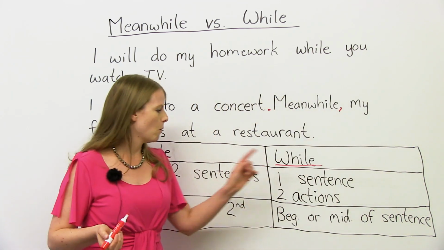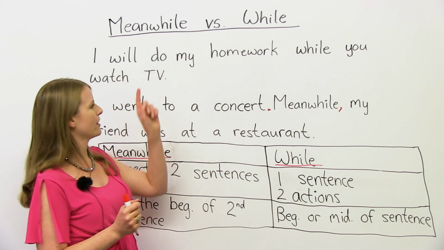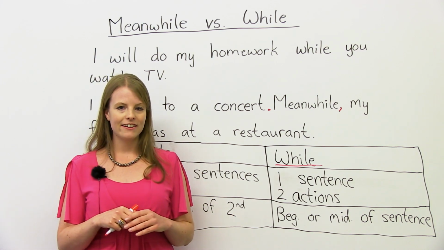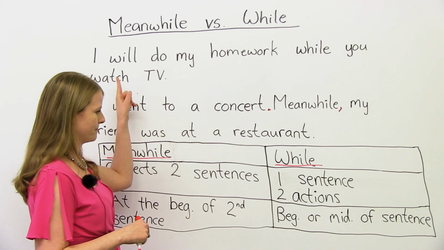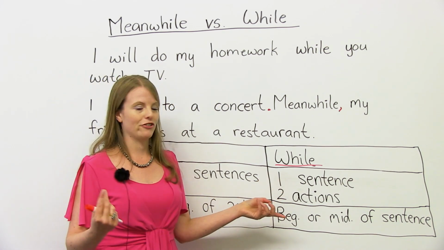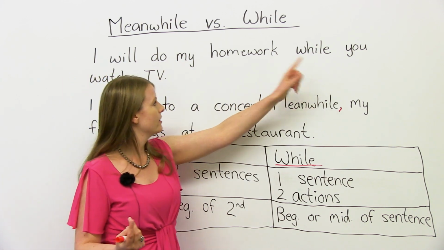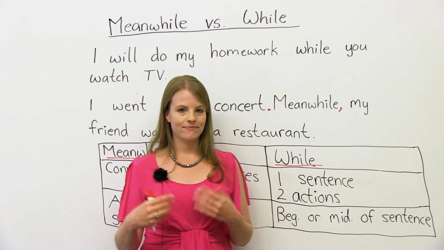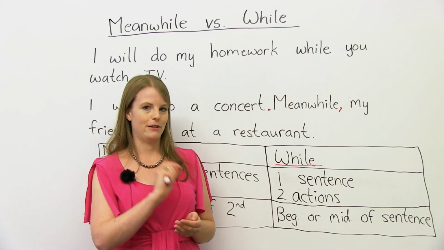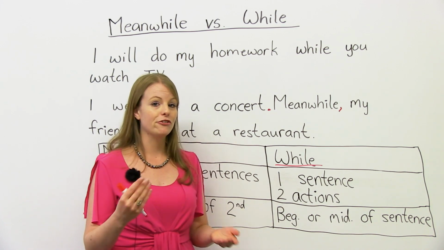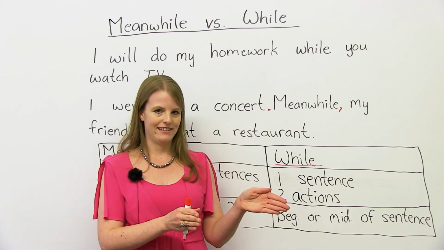While, what do you notice? I will do my homework while you watch TV. How many sentences are there? If you said one, you are correct. This is just one whole sentence. So we still have two actions. The first action, I will do my homework. Second action, you watch TV. But it is all in one sentence. There is only one period, not two. So that's a major difference between while and meanwhile. Two sentences versus one sentence.